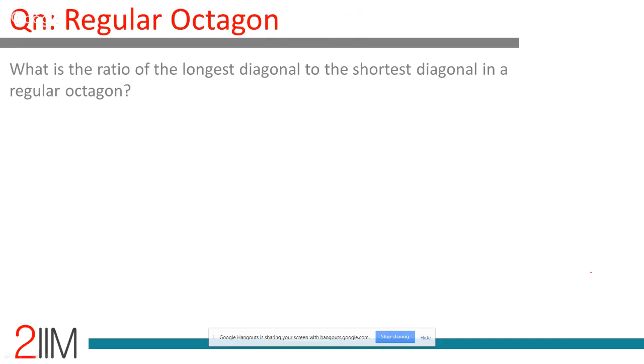Try this one: regular octagon. You should know everything about a regular hexagon: longest diagonal, shortest diagonal, area, if you draw an incircle what would be the radius, if you draw a circumscribing circle what would be the radius, what is the ratio of these two areas. All of that you should know. Octagon is probably one step further down the line, but no harm, give it a go. This is also doable.